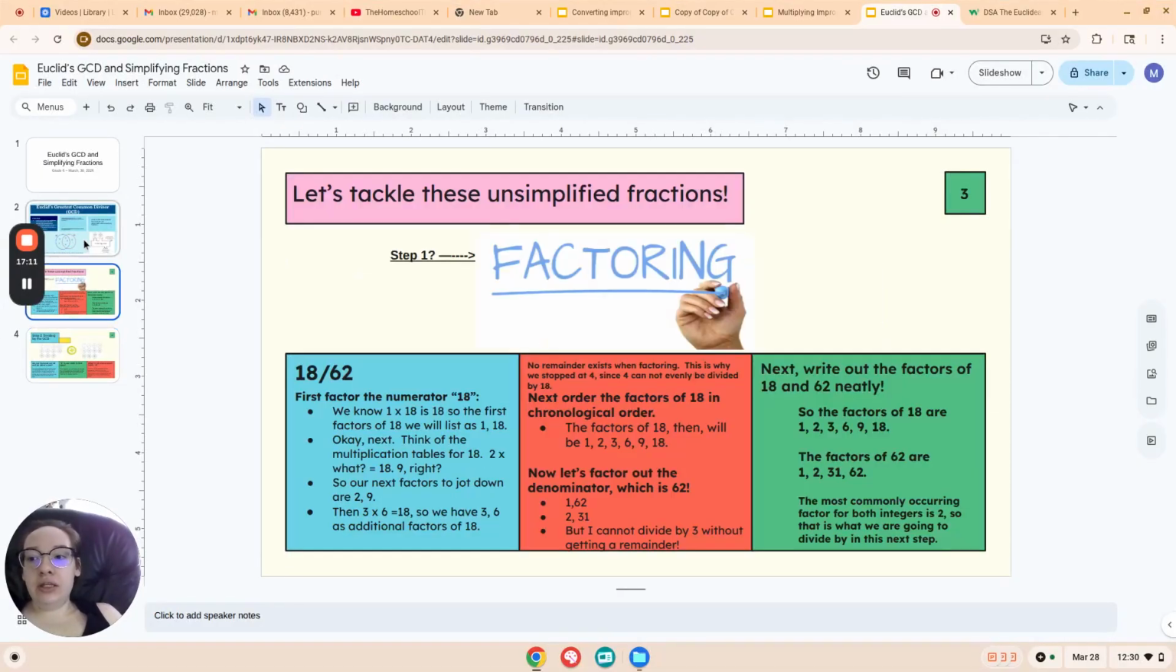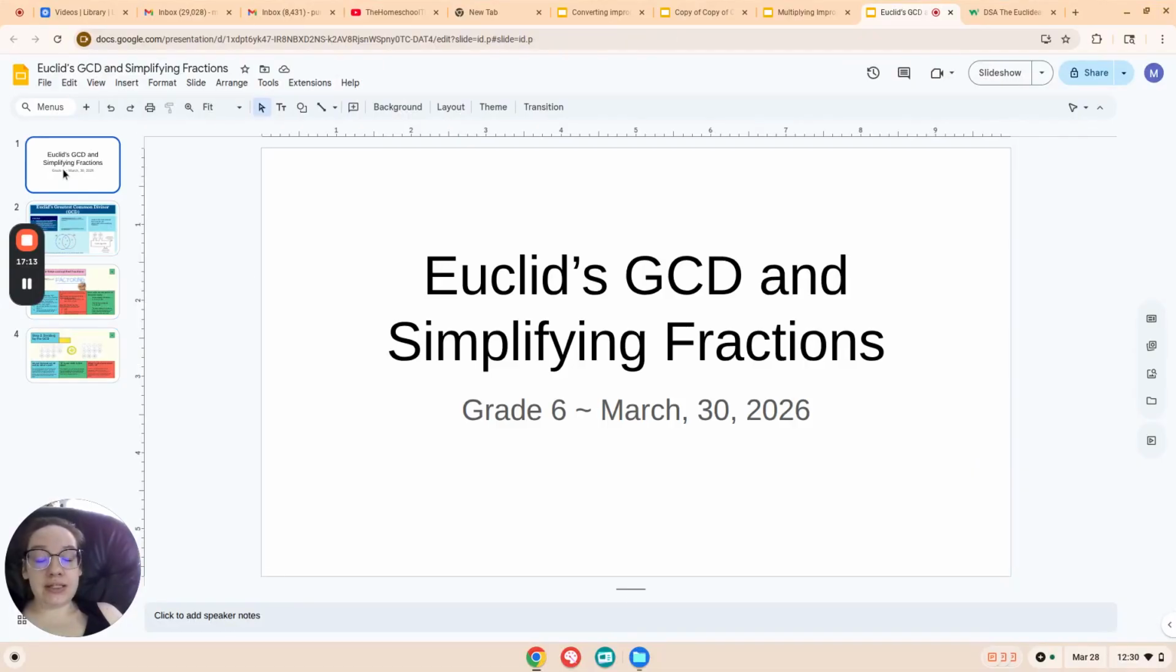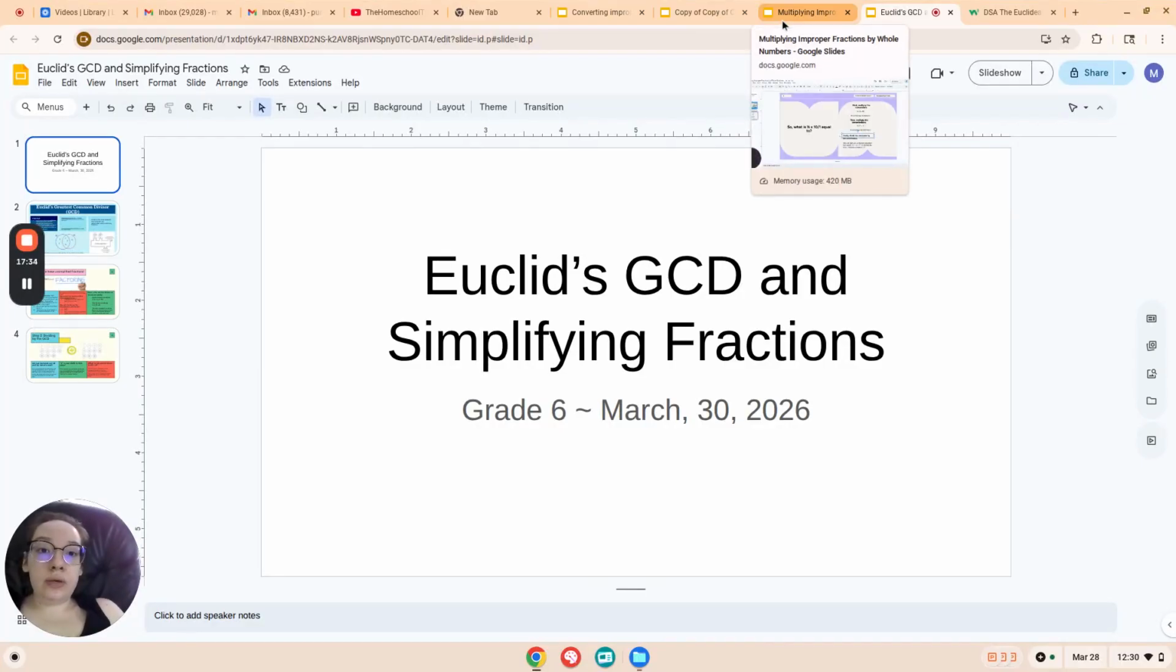If you have any questions, let's say I'm having trouble with Euclid's greatest common divisor because I don't know the division facts, go back to the beginning. Go back to your multiplication tables. Always backtrack, go back to the beginning and redo it. Okay? Or if you have a question on multiplying improper fractions with a whole number, just leave it in the comment section and I can see what I can do to help, or the next videos may touch on those questions.